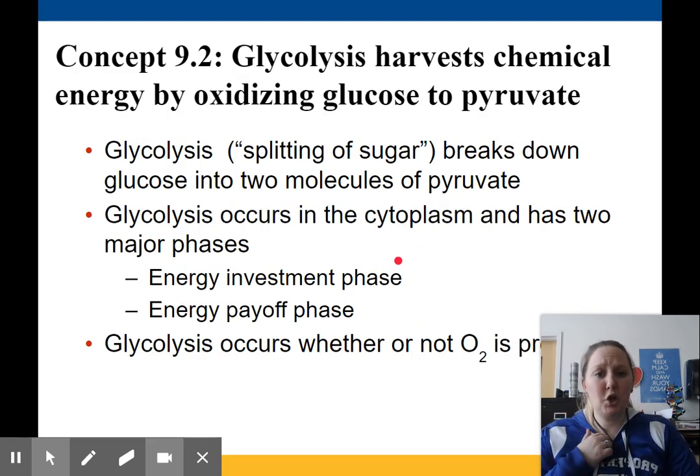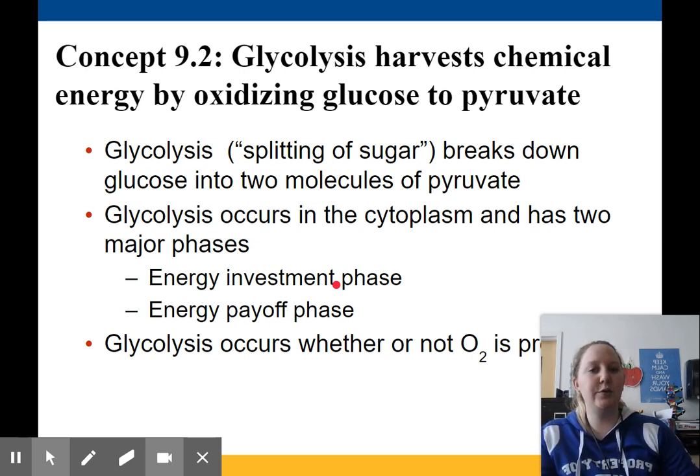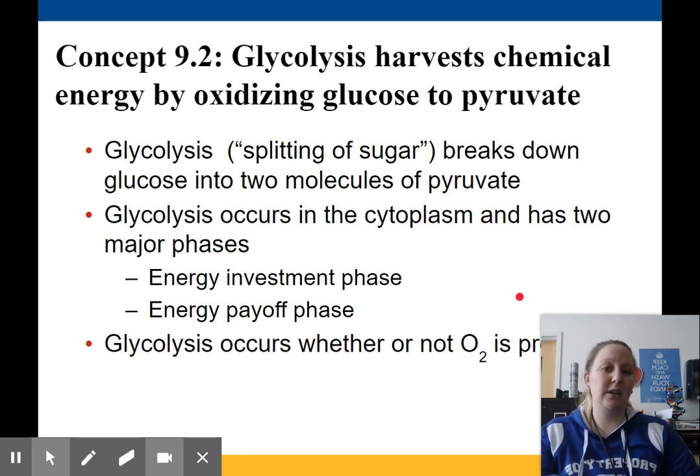Glycolysis harvests chemical energy by oxidizing glucose into 2 molecules of pyruvate. Glycolysis means the splitting of sugars, and it breaks down glucose into 2 molecules of pyruvate. Glucose is too big to fit into the mitochondria the way it is, so we have to break it down into 2 3-carbon molecules that can pass easily into the mitochondria. This occurs in the cytoplasm because of the size of glucose, and it has 2 major phases.